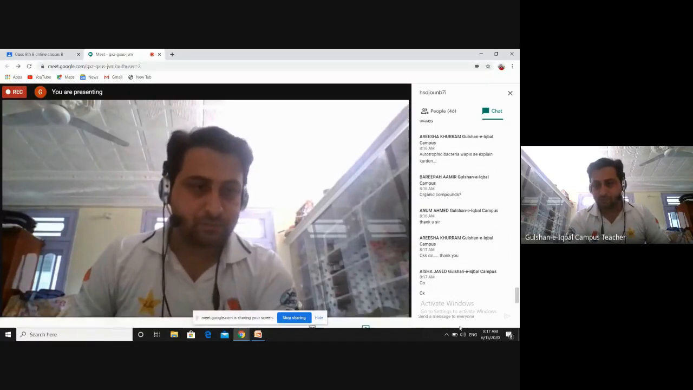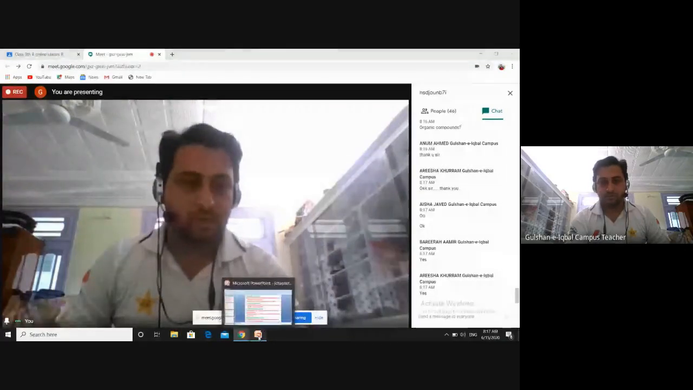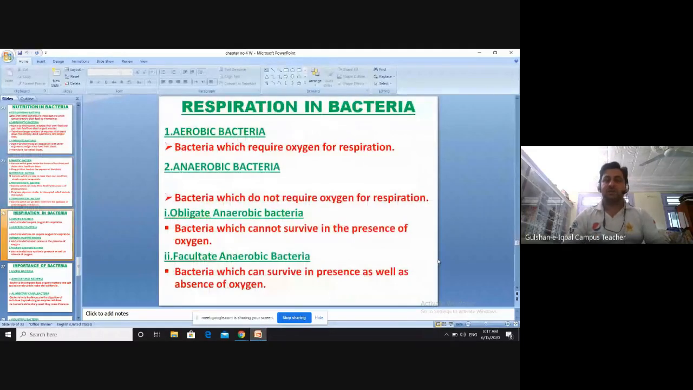Okay. So now going toward the next one. This was a type of bacteria according to nutrition. Let's see respiration in bacteria. You can say types of bacteria according to respiration. In bacteria, there are two types of respiration present. One is known as aerobic and second is known as anaerobic. The first one, aerobic bacteria. Aerobic bacteria is that bacteria which requires oxygen for respiration. They need oxygen for respiration. Without oxygen, they cannot survive.